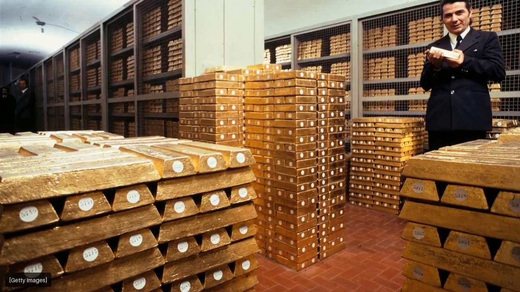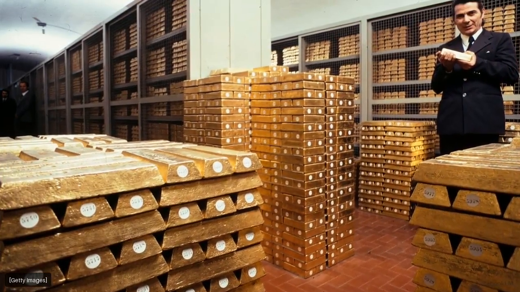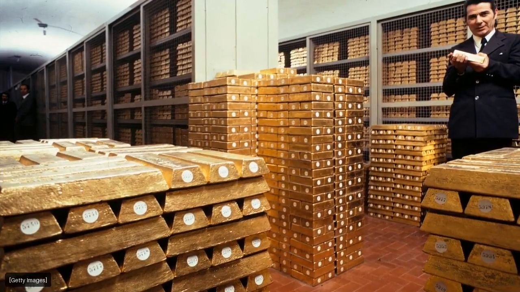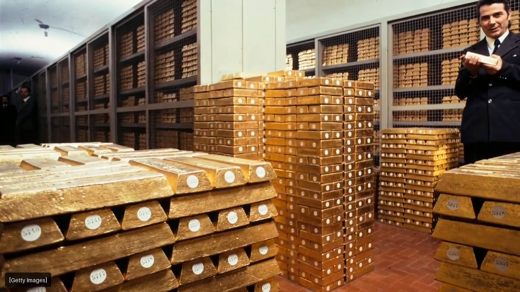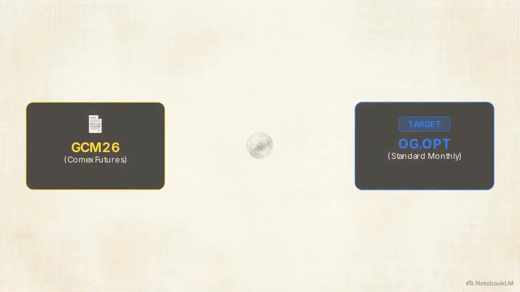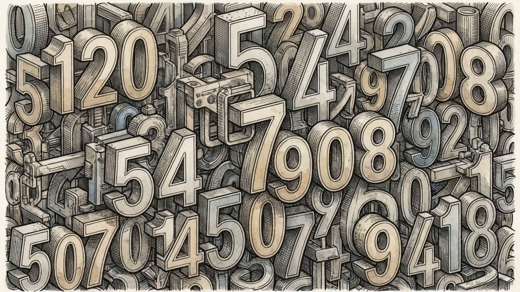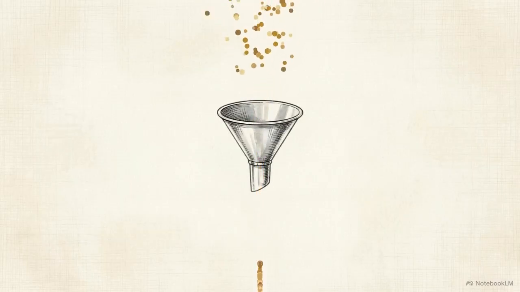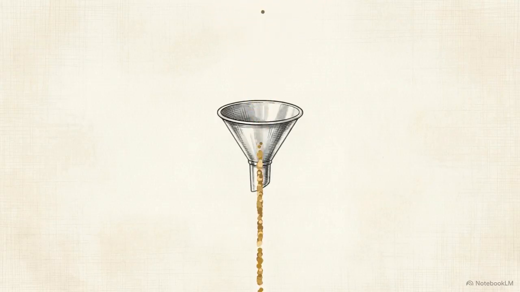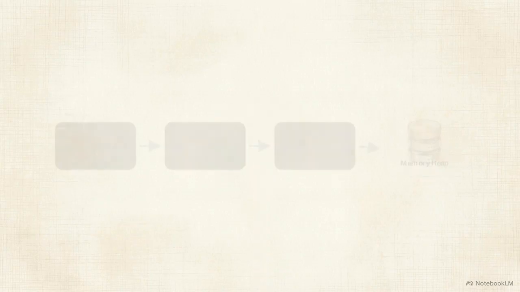Building this for gold introduces a specific symbology challenge. The system has to accurately map the active front-month underlying COMEX futures, like GCM26, to their corresponding standard monthly OG option trading classes. This introduces an immediate constraint: strike density. An OG options chain routinely carries over 1,200 individual strikes. Ingesting and evaluating that volume continuously creates massive data bottlenecks.